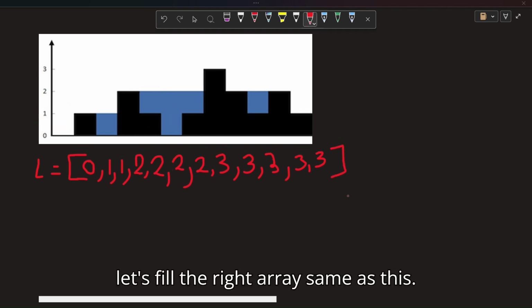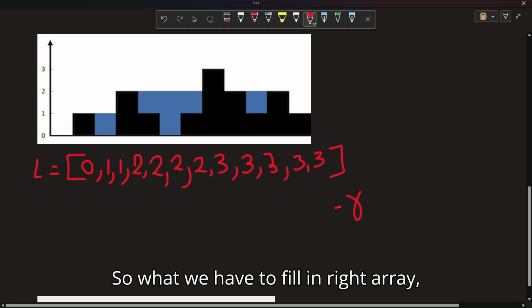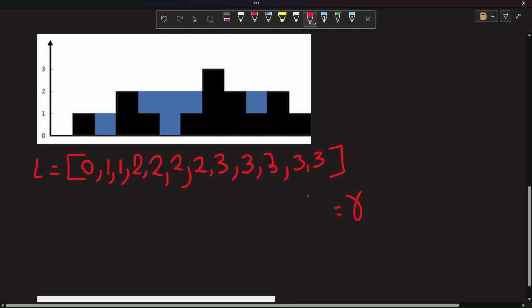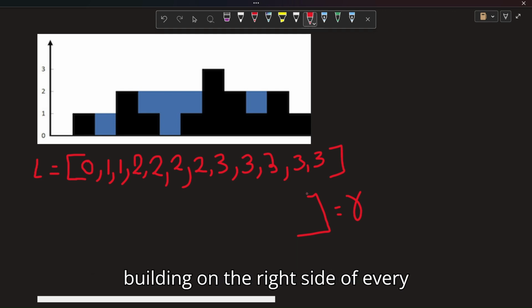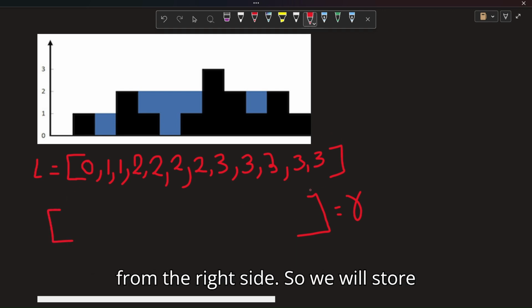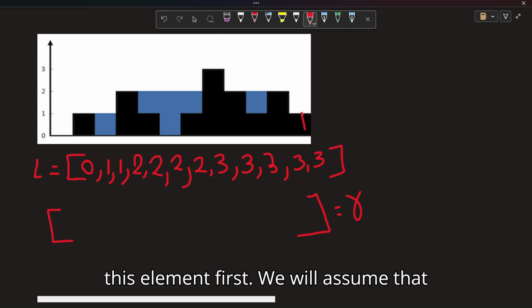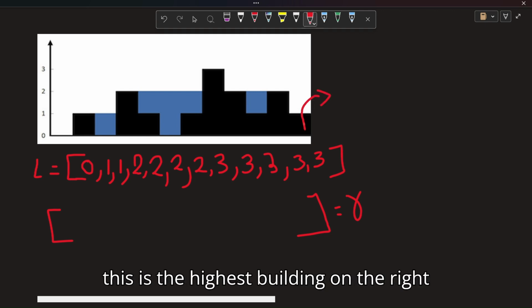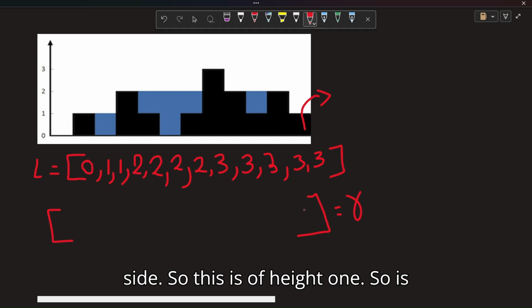Now let's fill the right array the same way. In the right array, we have to check whether there is any higher building on the right side of every building, and we will start from the right side. So we will store this element first. We will assume that this is the highest building on the right side. So this is of height 1.